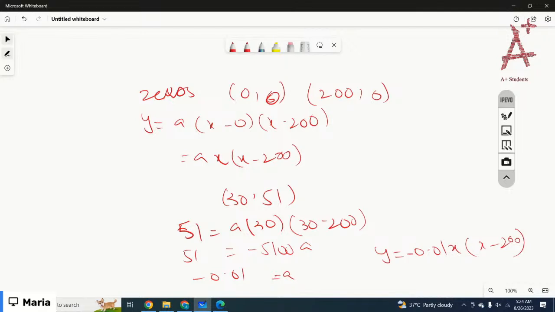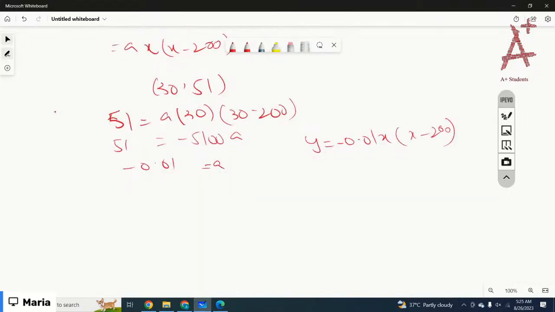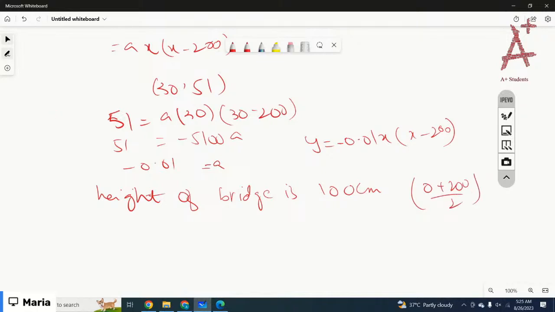So the x coordinate of the vertex is halfway between the two zeros, right? So 0 and 200. 0 plus 200 divided by 2 is 100. That means the x coordinate of the maximum height of the bridge would be 100 centimeters, right? How? You have to do 0 plus 200 over 2, right?